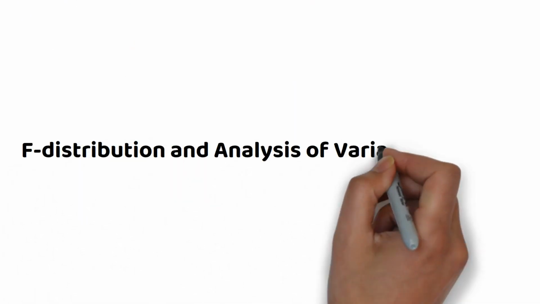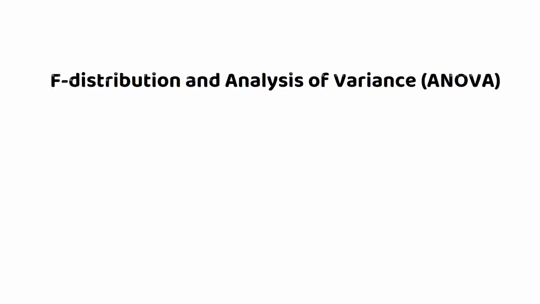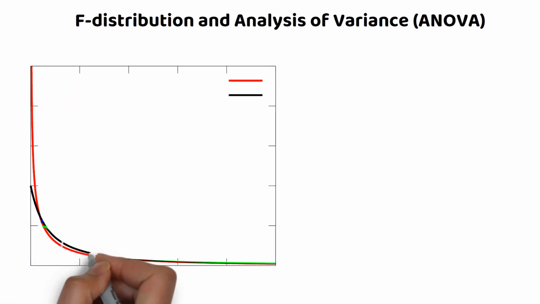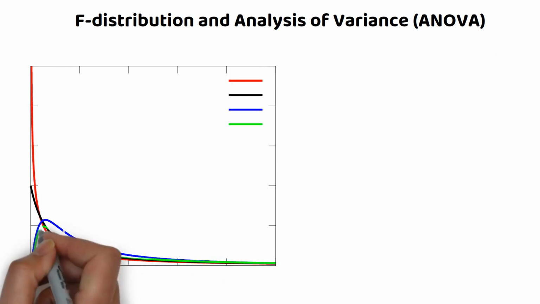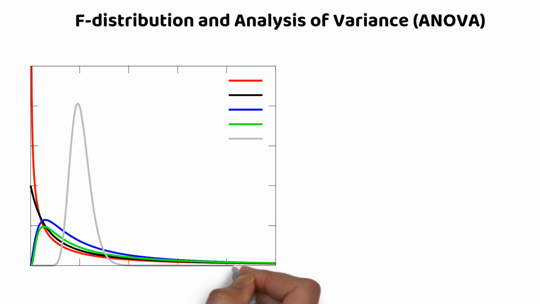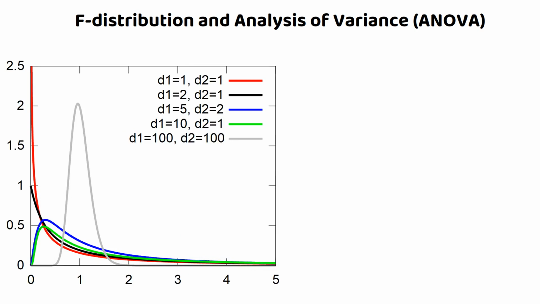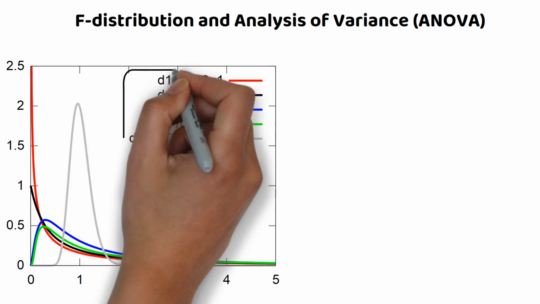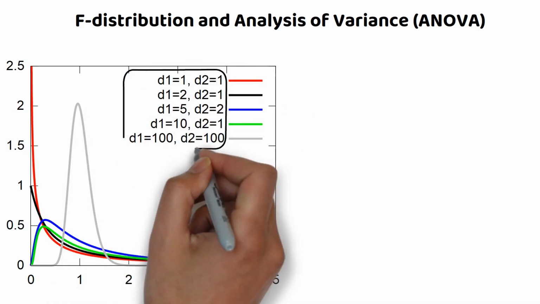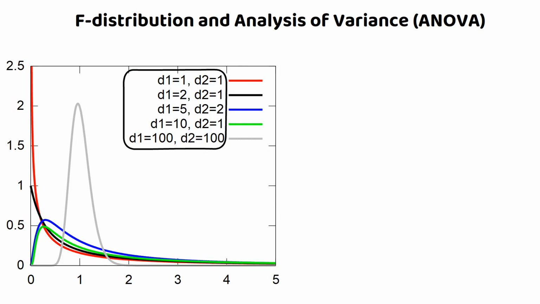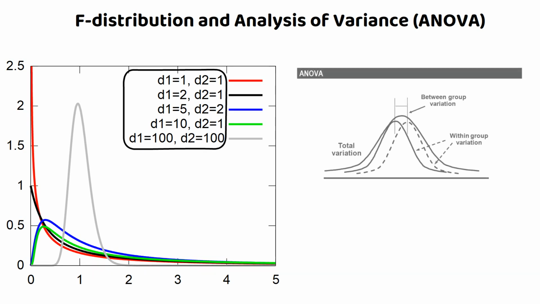F-distribution and analysis of variance, or ANOVA. The F-distribution is a probability distribution that arises frequently as the null distribution of a test statistic, especially in the context of variance comparisons. It is positively skewed and defined only for positive values. The shape of the F-distribution depends on 2 sets of degrees of freedom, usually denoted by df1 and df2. It describes the ratio of 2 chi-squared distributions. One of the main applications of the F distribution is in the analysis of variance, ANOVA. It is used to analyze the differences among group means in a sample.